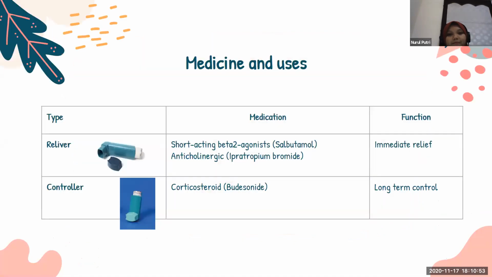Okay, the medication used, or in this context the types of inhaler we use: we have the reliever, which is blue colored, and the controller, which is a green-teal color. For the reliever, the medications involved are either a short-acting beta-2 agonist, salbutamol, or an anticholinergic, ipratropium bromide, and the function is to provide immediate relief. For the controller, we basically give a corticosteroid, mainly budesonide, for long-term control of mainly asthma.